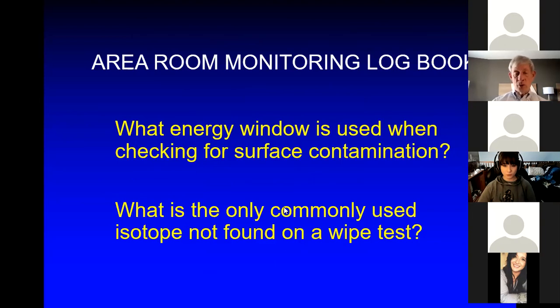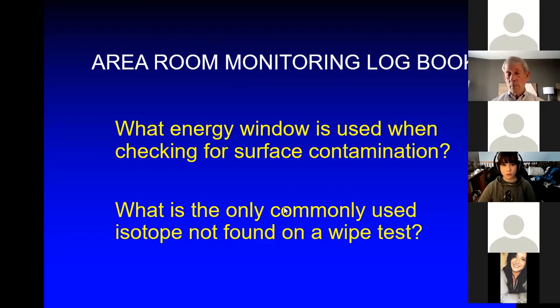What energy window would you use when you're counting wipe tests? Would you use 140 plus or minus 20? That would be great if you don't use any isotope but technetium, that would be totally appropriate. But what if you use other things? Maybe gallium and thallium and indium and who knows what else, iodine. So what energy window should we use?